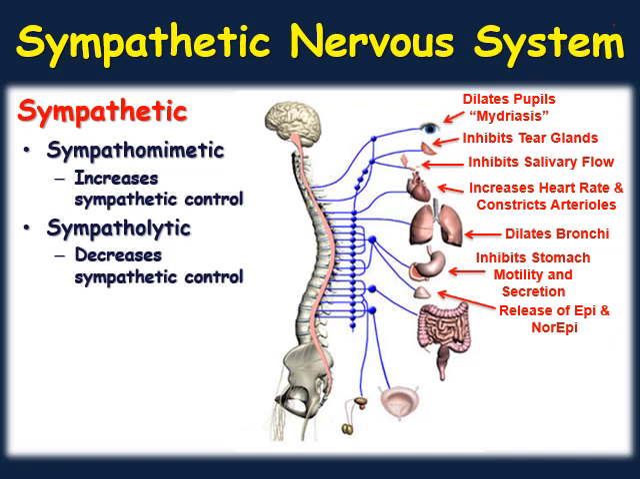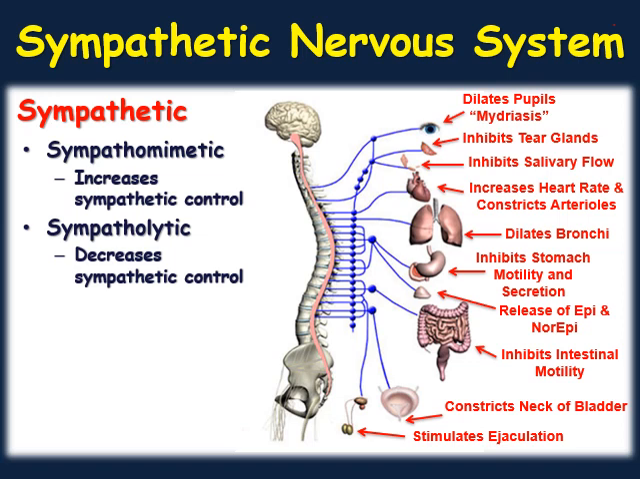The adrenal glands are up top of the kidneys. You're going to slow down your intestinal motility, which is your peristalsis. So that will slow down the need to have a bowel movement. You're going to constrict the neck of your bladder so you don't have to pee. And for guys, it's going to stimulate ejaculation.